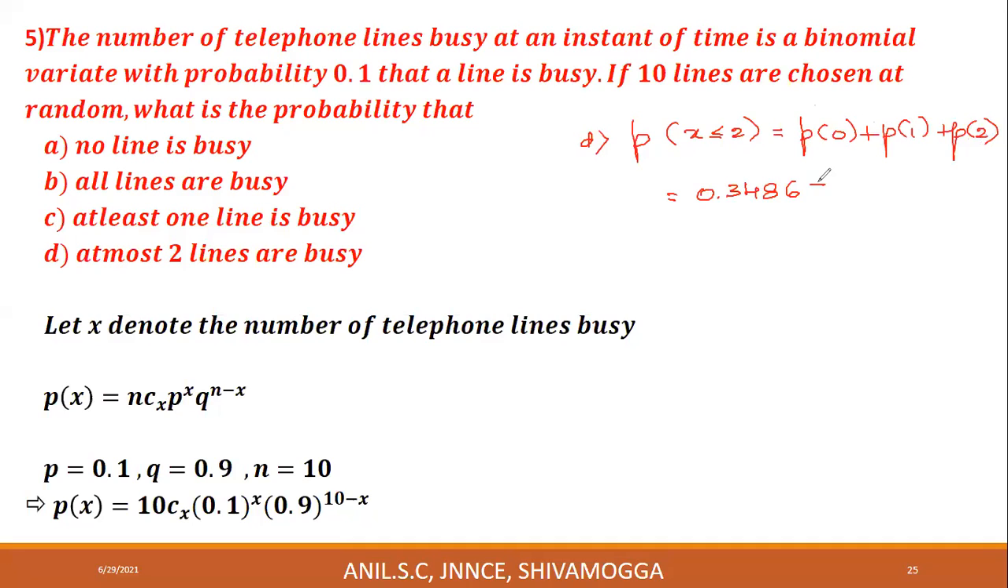0.3486 plus P of 1. You calculate P of 1. P of 1 means 10C1 into 0.1 power 1 into 0.9 power 9. This is P of 1 plus P of 2. P of 2 is 10C2 into 0.1 power 2 into 0.9 power 8. Put x is equal to 2 here.